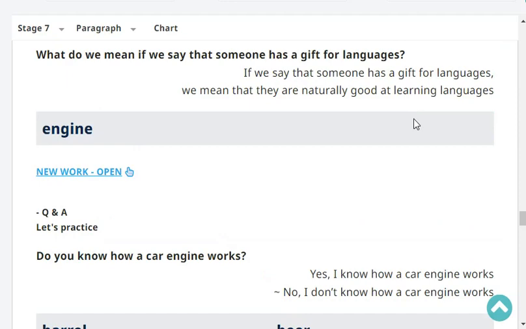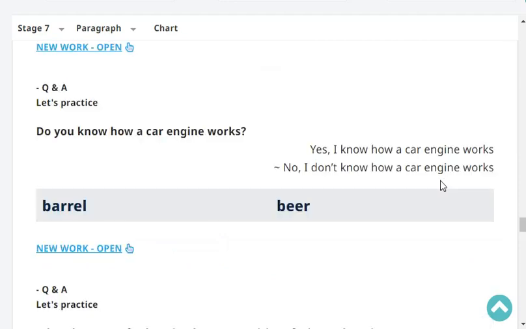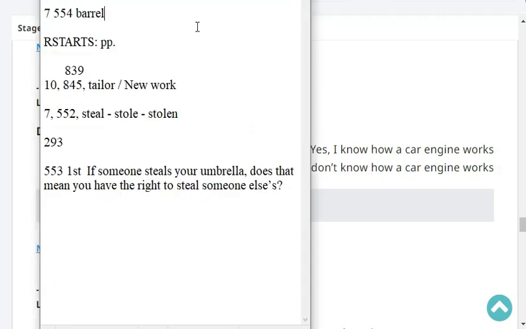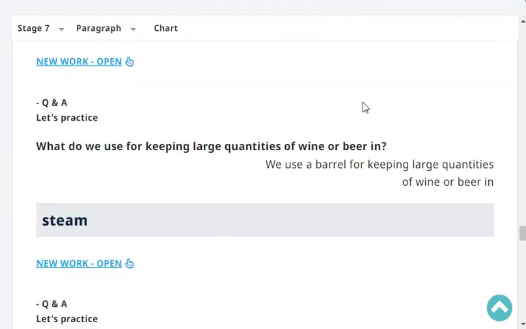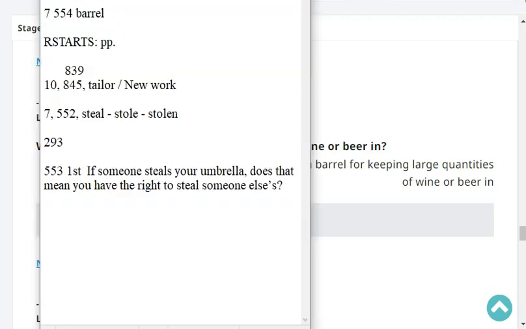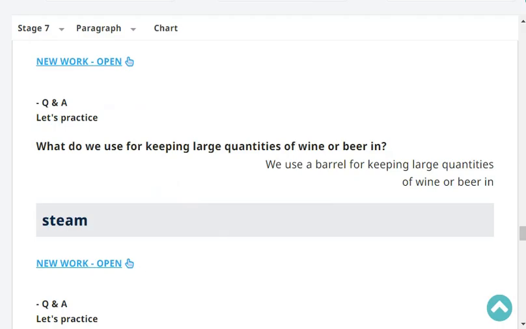Do you know how a car engine works? No, I don't know how a car engine works. What do we use for keeping large quantities of wine or beer in? We use a barrel for keeping large quantities of wine or beer in.